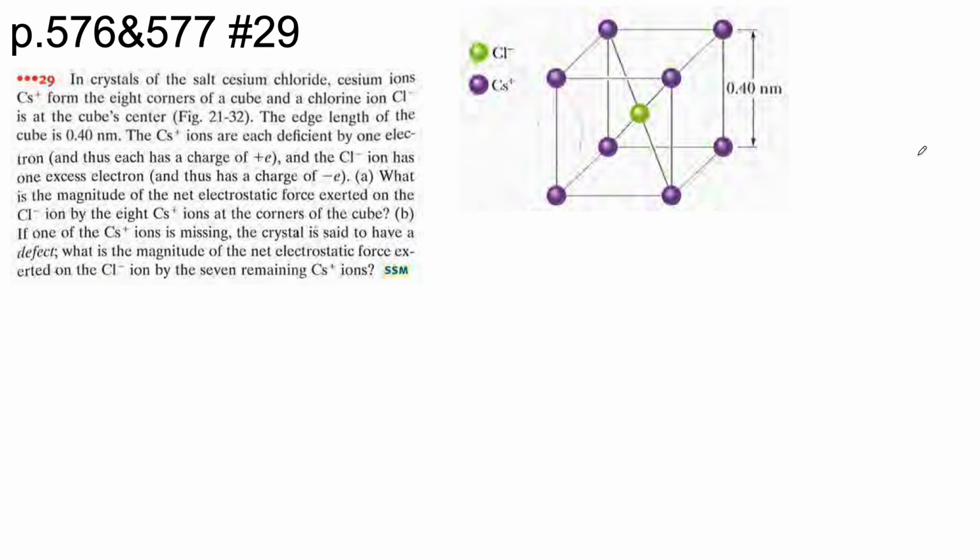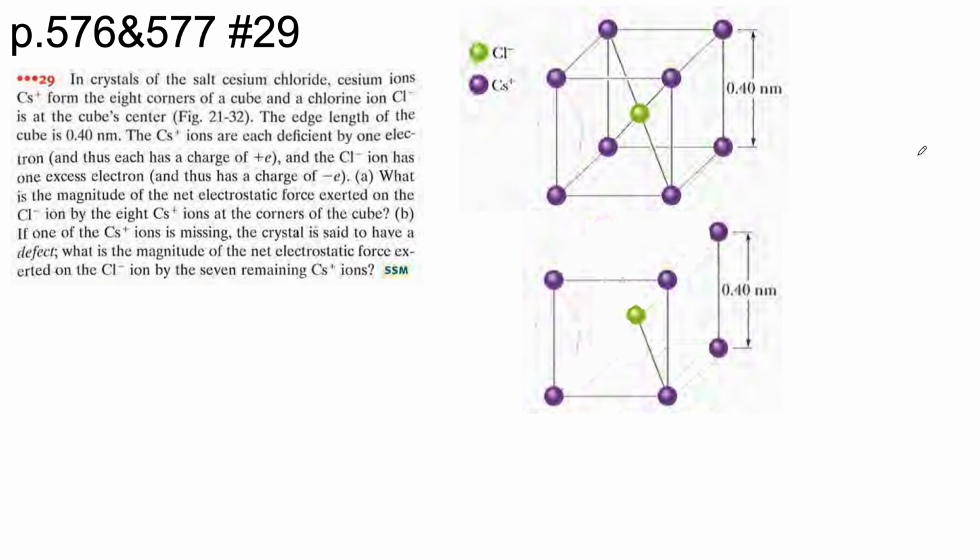A, what's the magnitude of the net electric force exerted on the chlorine ion by the 8 cesium ions at the corners of the cube? Solving this one, first of all, requires a lot of geometry, and this is probably why this is a 3-dot problem. So if I just look at the side that's closest to us, and we're trying to figure out the distance between the chlorine ion here and the cesium ion here, please realize it gets a little bit exciting.